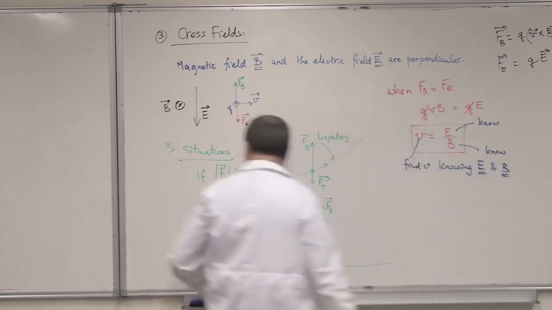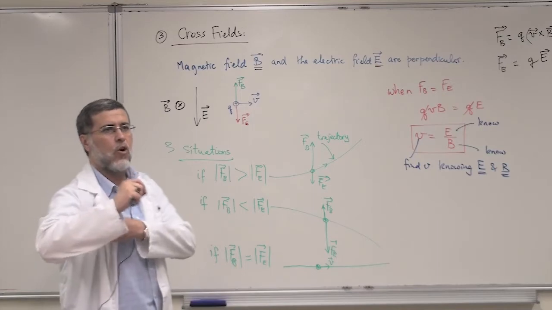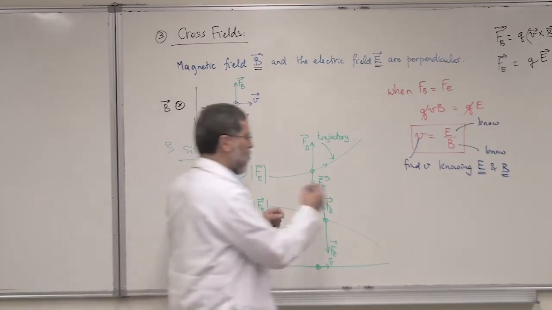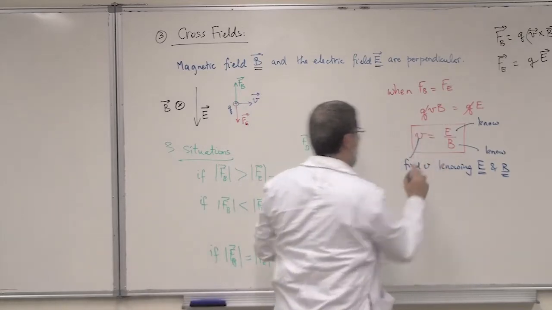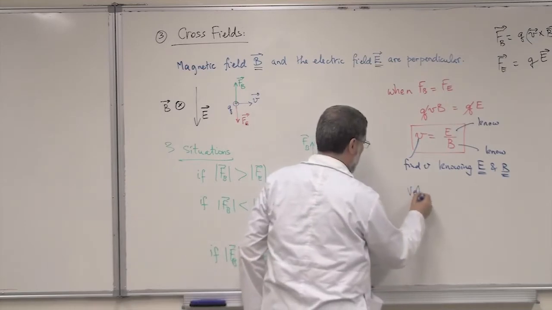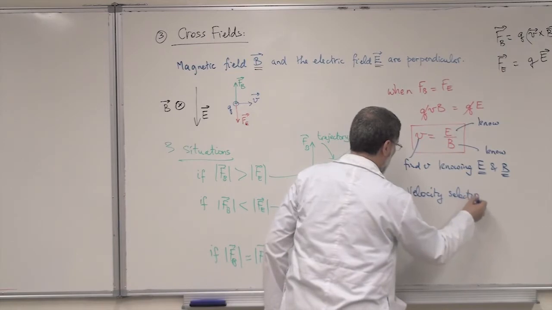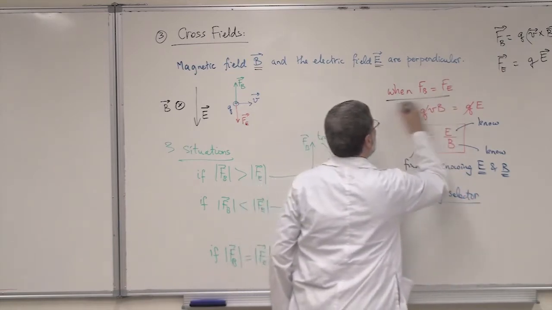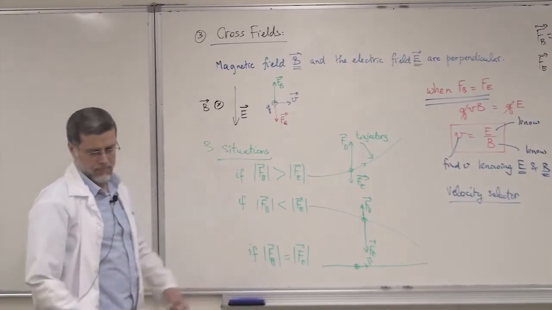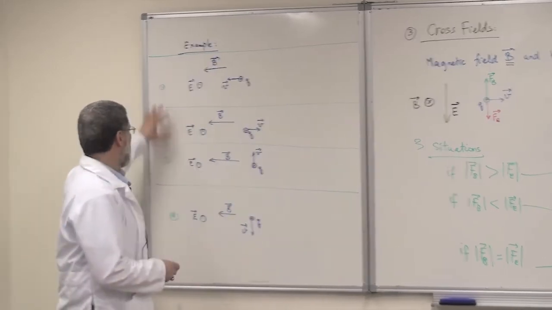Okay, we are in this situation here. If I know E and B, I can find V, so I can select the velocity or the speed of the particle. You can play with the values of E and B such that V will have a certain value. So this is called the velocity selector. The velocity selector is always when you have this situation here, number 3, where the two forces are equal.